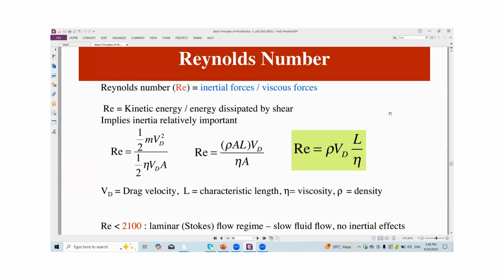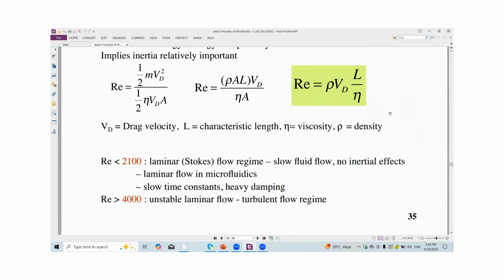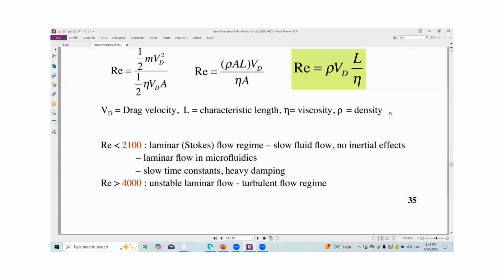Starting again, in the next session we were talking about the Reynolds number. It's inertial forces divided by viscous forces, which leads to this formula that you already explained. V is the drag velocity, L is the characteristic length, mu is the viscosity, and rho is the density. If the Reynolds number is less than 2100 or 2300, there will be laminar flow in microfluidics, and if it is greater than 4000, turbulent flow.